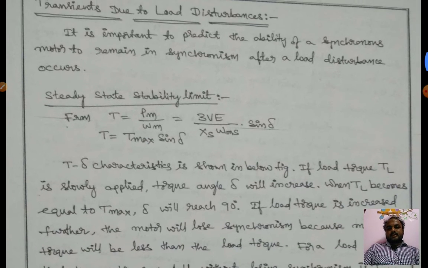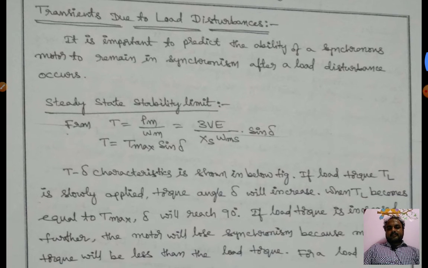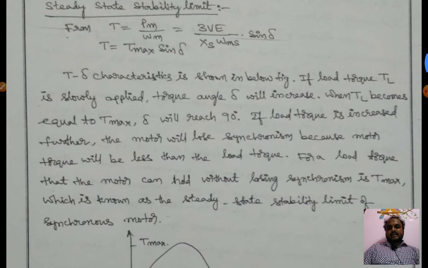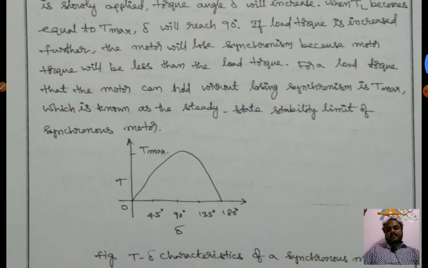Next one, in the steady state stability limit, we have a formula. T is equal to power by angular velocity, which is the torque. If we substitute, finally torque is equal to T max into sine delta. So delta may vary from 0 to 360 degrees. Here we will see the torque speed characteristics.